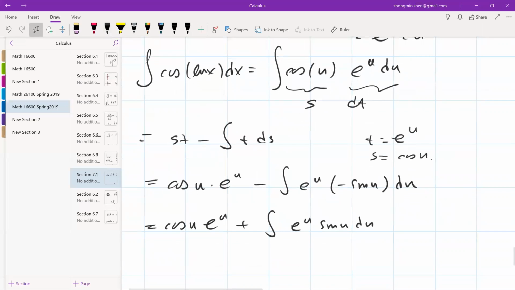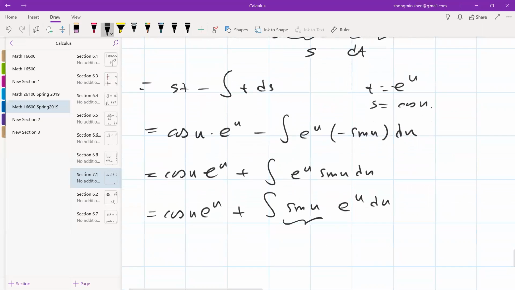And we do the same. We're going to use the same idea. I put sine in front of it, e to the u du. Okay. So this is my s. This is my dt.